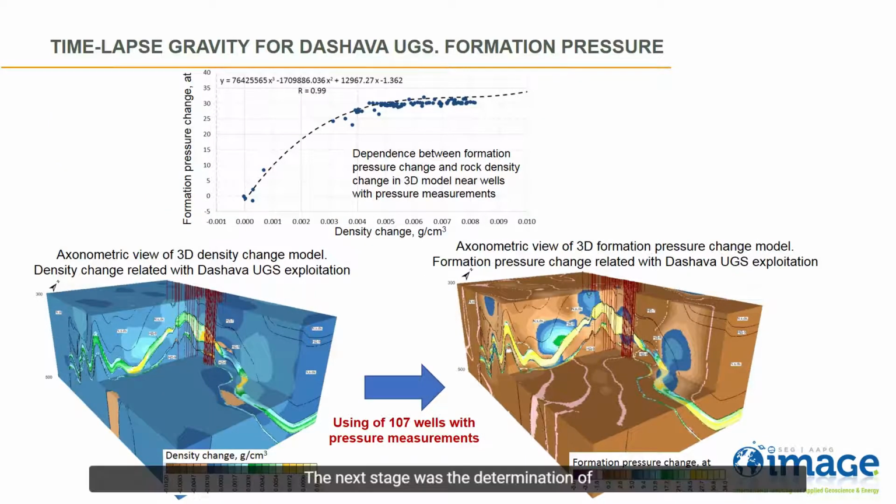The next stage was determination of the dependence between formation pressure change and rock density change in the near-well space of wells with pressure measurements. For this aim, 107 wells with pressure measurements were used. You can see the obtained dependence on the slide. Using it, the 3D model of rock density change was recalculated into a 3D formation pressure change model.